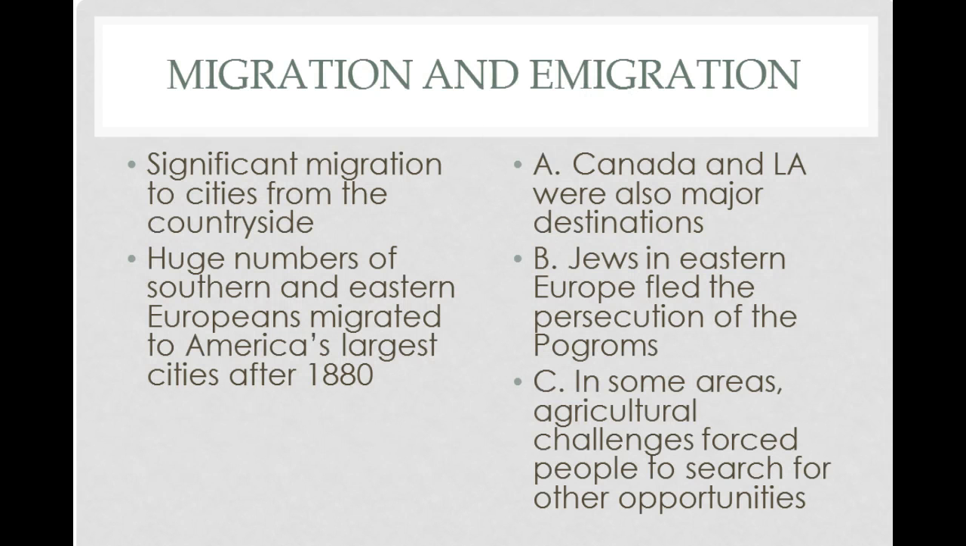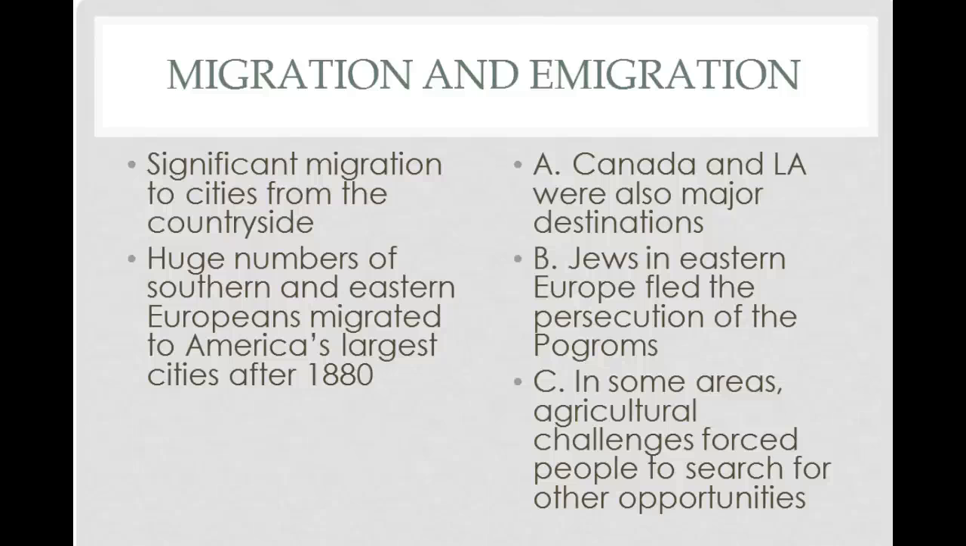All right, so migration and immigration. We are going to see not only people moving out to the suburbs, but also significant migration to cities from the countryside continue, although migrants often maintain a connection to their rural areas. So we still see some migration from rural to urban. And also immigration completely out of the country.